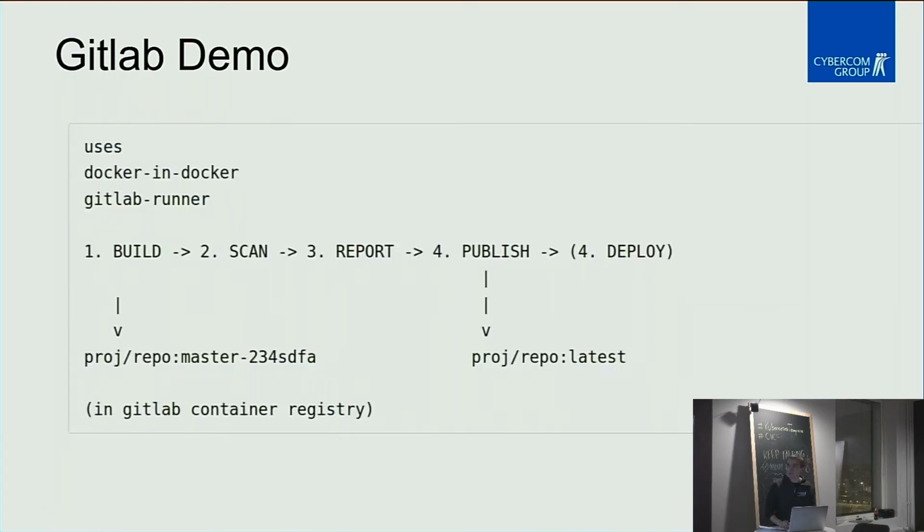So the next demo is GitLab. So now we have an actual build, and then we scan. We add an Anchore scan to this build, then we report, and if the report is fine, then we publish the image. There is no deploy phase. I was going to put Kubernetes there, but I didn't have enough time.